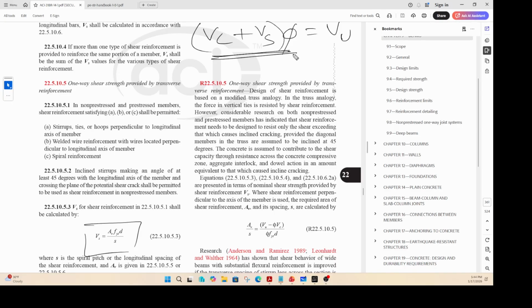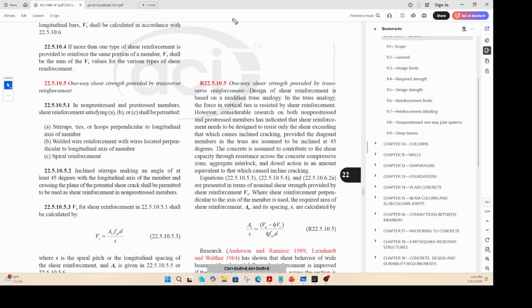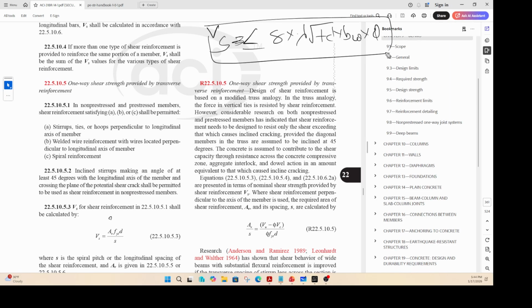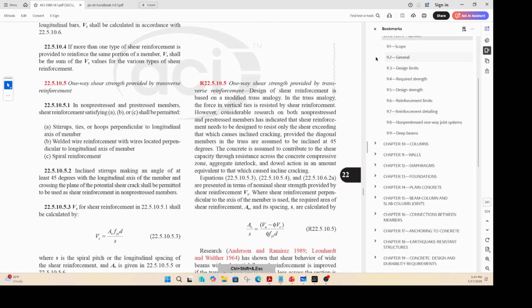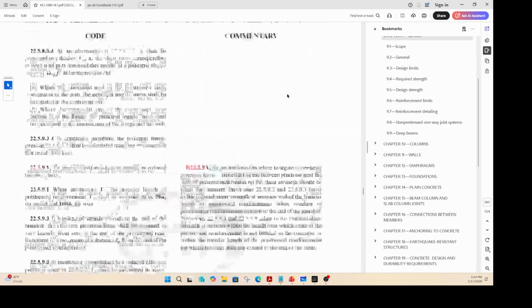If this portion here is less than the ultimate shear capacity, then we have to redesign. Okay. One catch here is that there is an upper limit to your Vs value. The Vs value should be less than or equal to 8 times lambda root Fc prime into Bw into D. Okay, that is a very important detail which is given at the very start here.